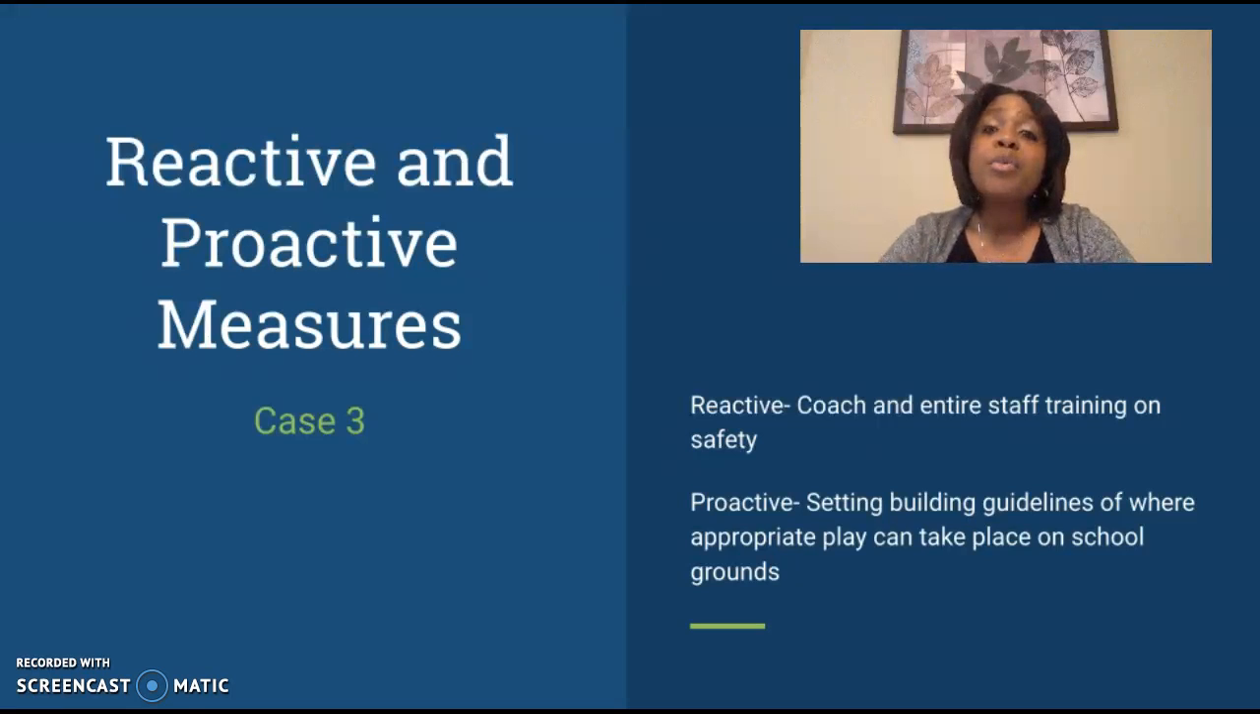Now the reactive and proactive measures for Case 3. Reactive: coach and entire staff get trained on safety of school. Proactive: setting building guidelines of where appropriate play can take place on school grounds.